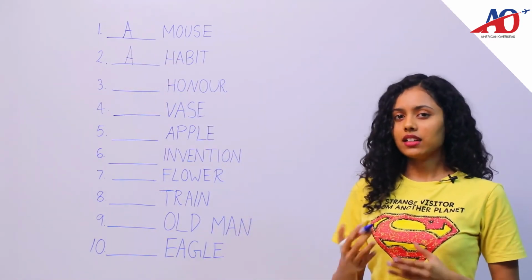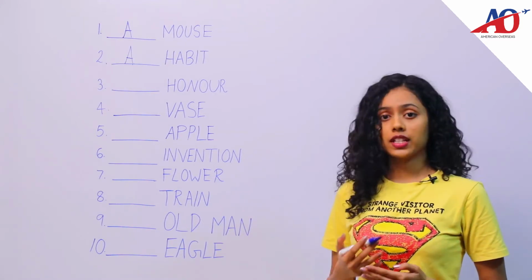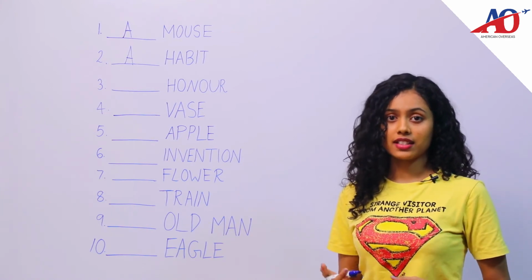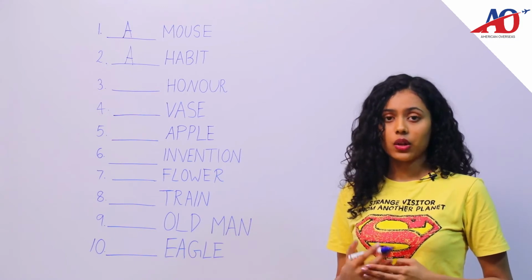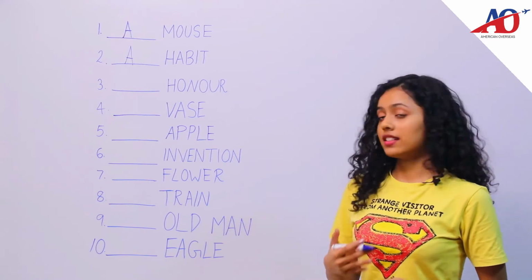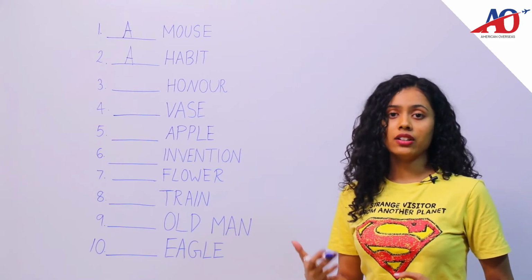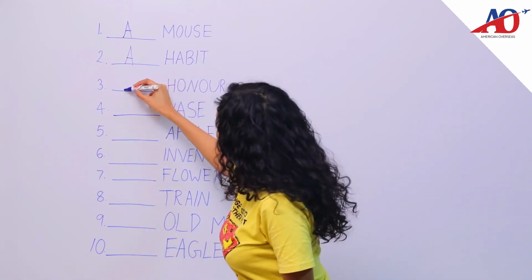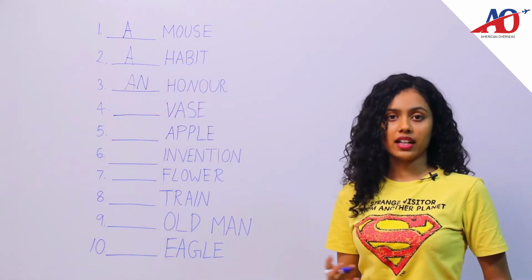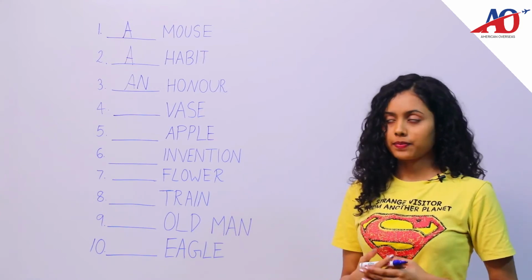The next one is a little tricky. Honor. Now honor starts with an H. But it's not like all words starting with an H, because this H is silent. We say honor, not honor with an H. So, if there is a silent H, you always say an. So, it would be an honor. Similarly, we say an hour or an honest man.